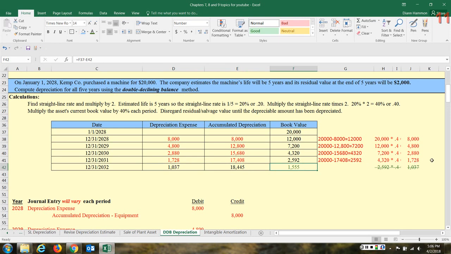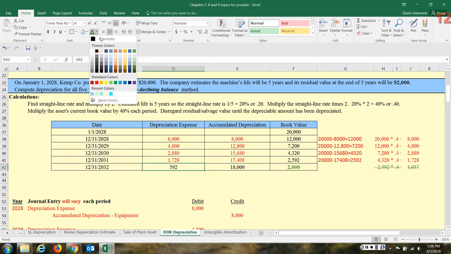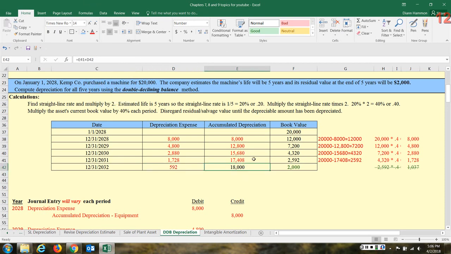So scratch through that. What we have to do this last year is just force it, if you will. Because we want to have a remaining amount of $2,000 on the books, I am only going to depreciate $592 on this asset here at the end. When I add it to the $17,408, it gives me $18,000, and now my book value, minus the $18,000, gives us the $2,000, which is where the company wanted to end up.